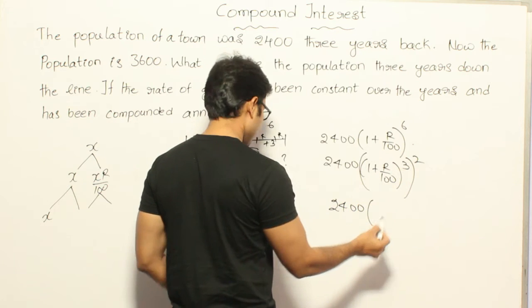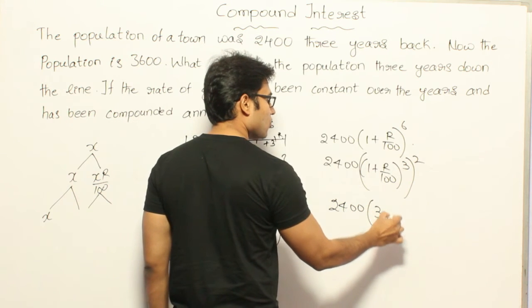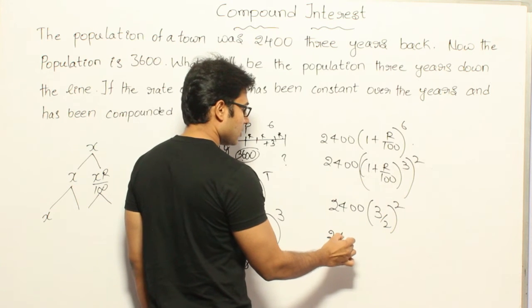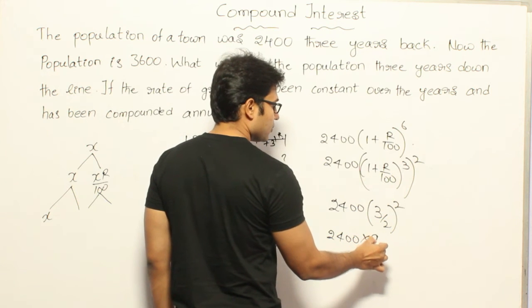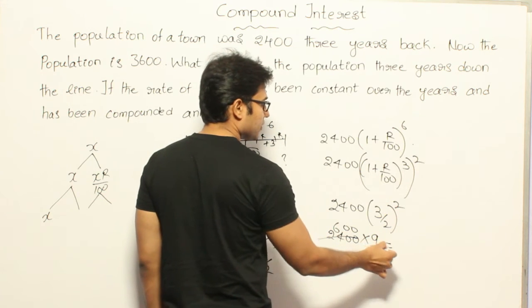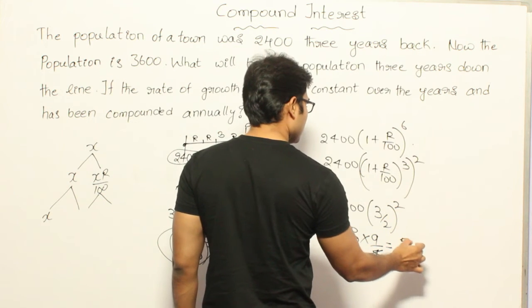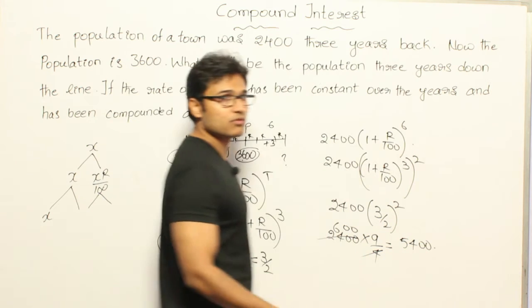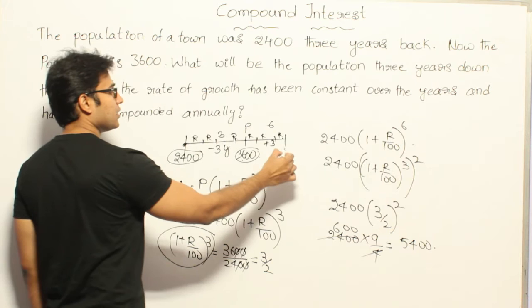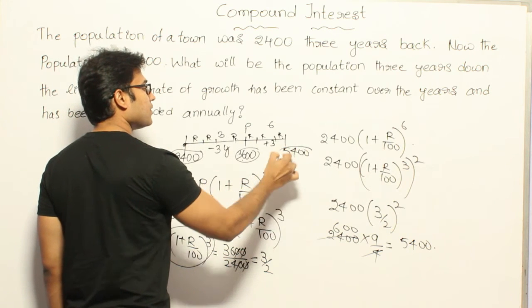2400 into (3/2) to the power 2. Now what do I get? 600 into 9, that is, 2400 into 9 by 4, which is 5400. So 5400 is the answer. Got it? So here it is going to be 5400.